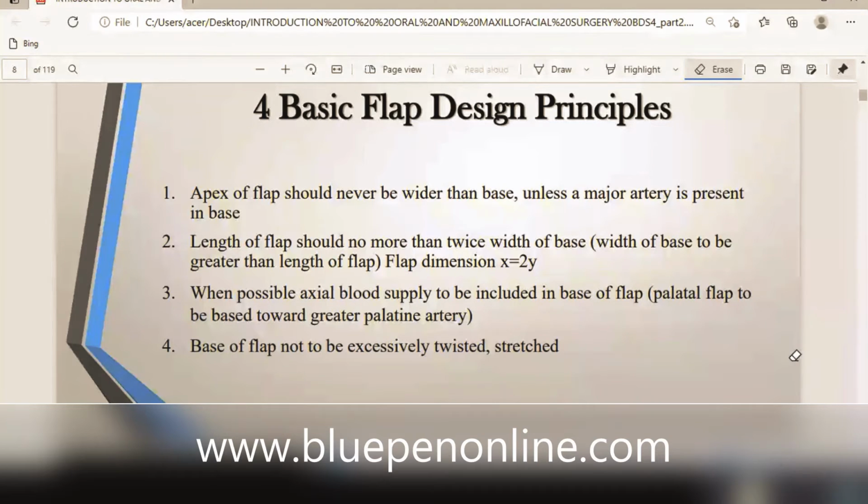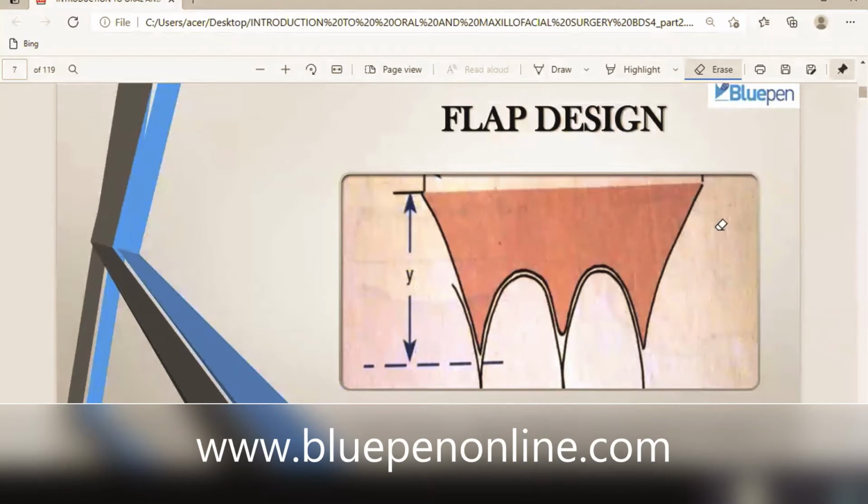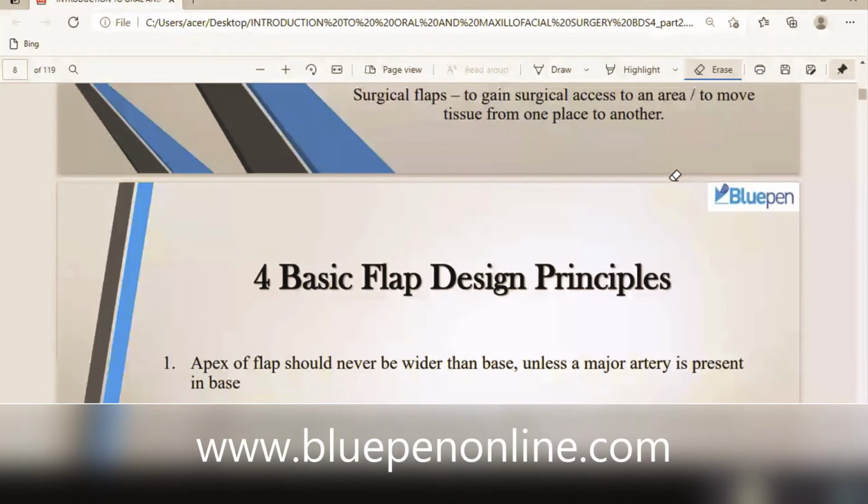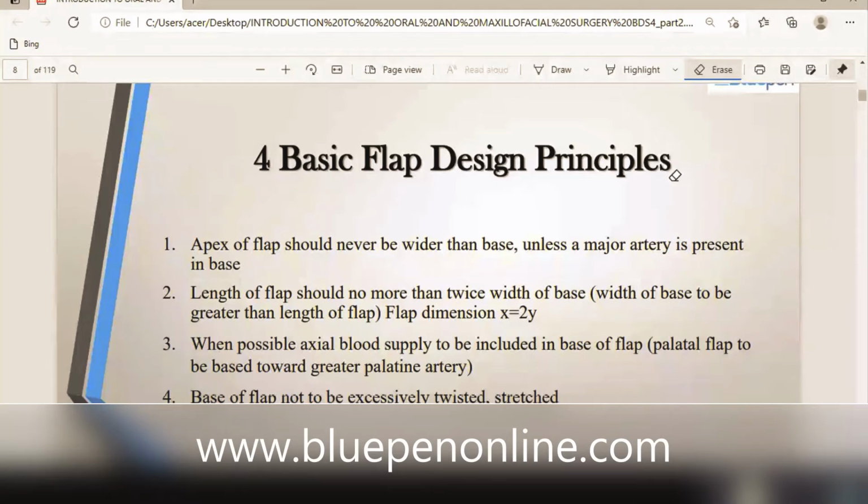The first one: the apex of the flap should never be wider than the base unless a major artery is present. I'll show you. This is the base and this is the apex. The apex should never be wider than the base. The base should always be wider. If a major artery or vein is present, that is the exception. Unless a major artery is present, you have to make sure that the apex of the flap is never wider than the base. You get it, right? Never wider than the base.